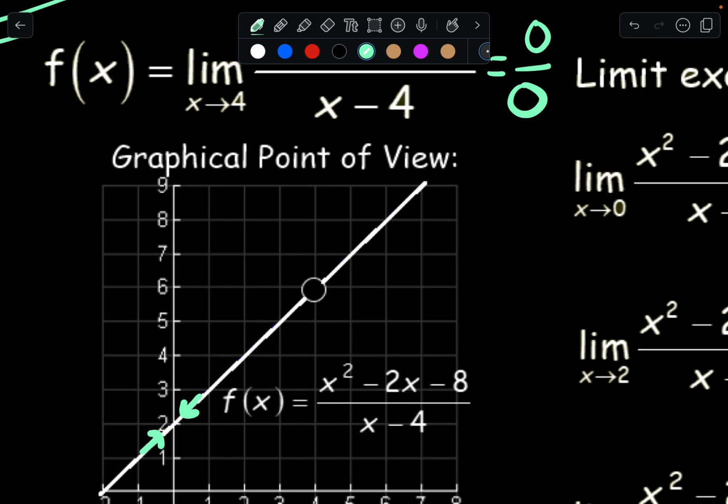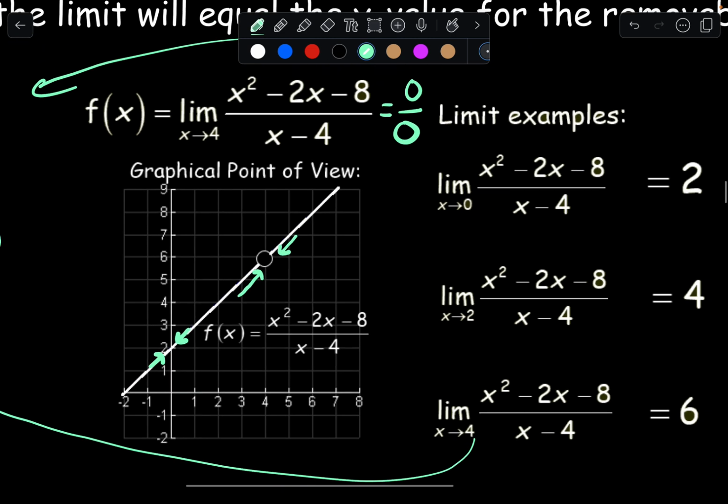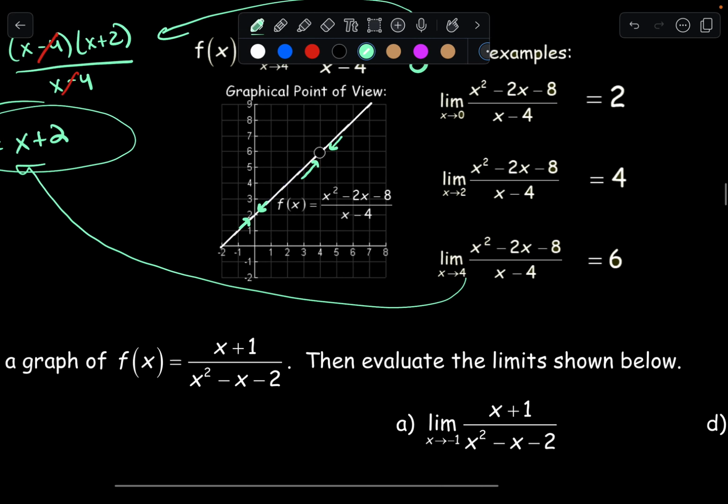Even though f of x is undefined at 6, limits do not care about what's happening at a point. They only care about what's happening as we approach a point. So it's not about where we are, it's about where we are going, okay? So this one will be 6.